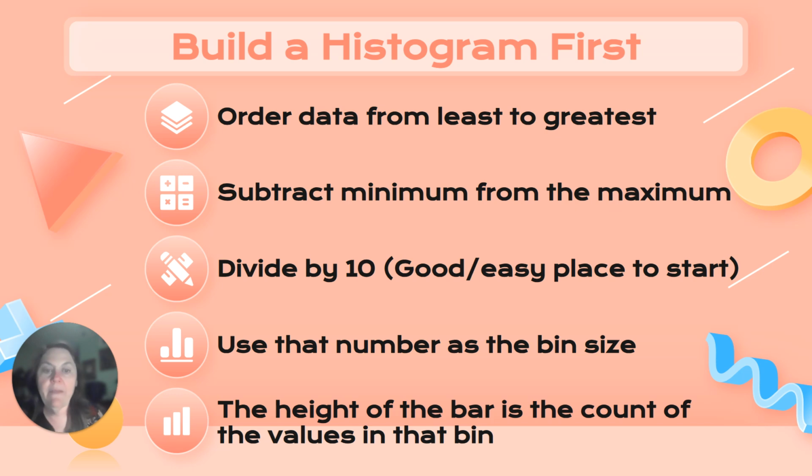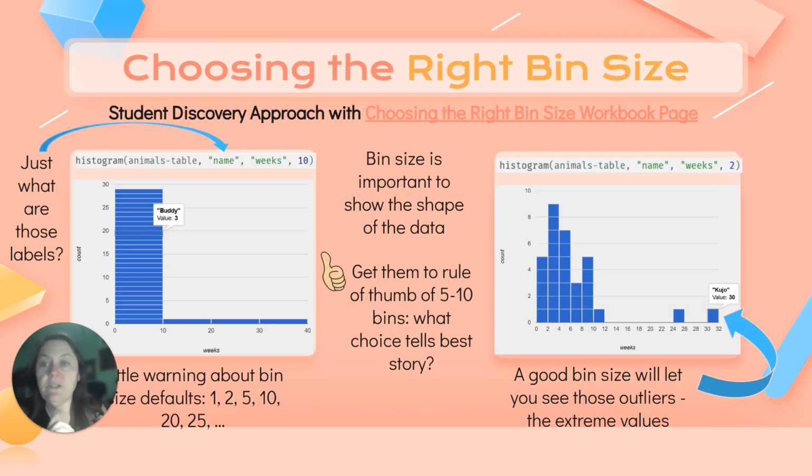That's a good, easy place to start because most of us can divide by 10 and get a good idea in our head. And then use that to be that bin size, which they will understand and learn more about later, and mark off the x-axis, the horizontal axis, with that bin size, counting by that number. So if you had done 200 divided by 10 and got a bin size of 20, count 20, 40, 60, 80 across. And then the height of the bar would be the count of the values in that bin. So how many values would go from 0 to 20, and make the bar that height. Okay? And so we would take them to a worksheet where they would do that and make one by hand.